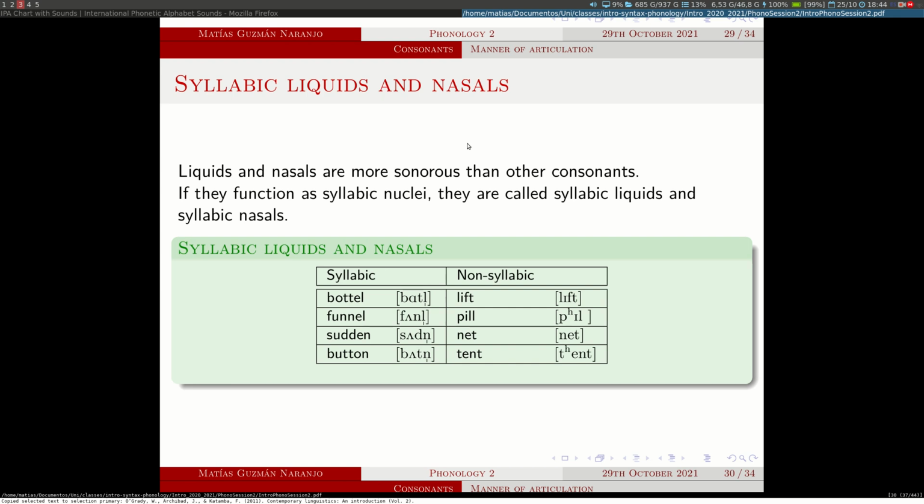One interesting characteristic of liquids and nasals is that they can be syllabic. Syllabicity is expressed with this diacritic, and the point is that in some cases they can play the role of a vowel in a word. For example, bottle doesn't quite have a vowel, but the L acts like a vowel in the syllable after the T. An interesting example is Bulgarian, which has vulk, which is wolf, and it doesn't have any vowels. It just has a syllabic L.